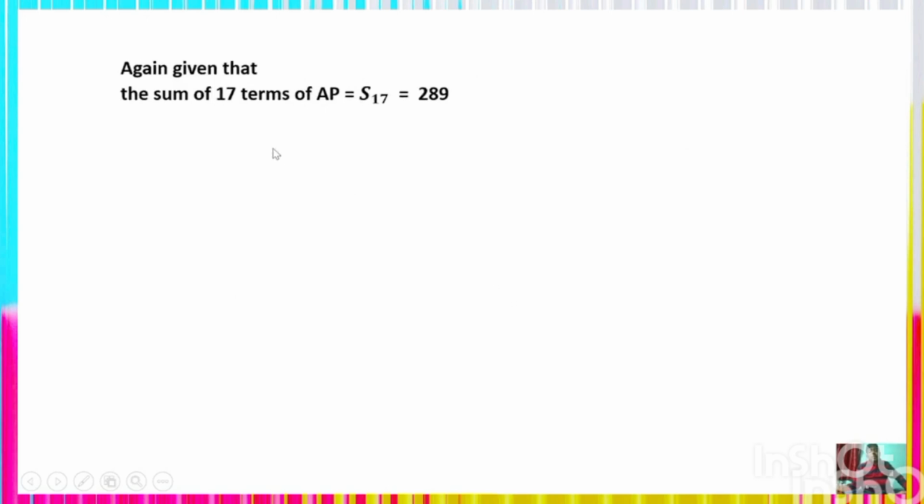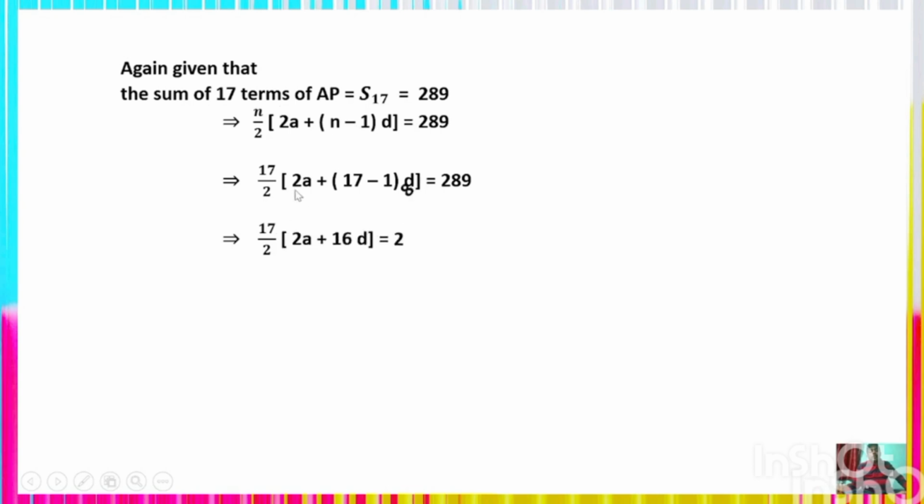Similarly, again given that the sum of 17 terms of the AP is S17 is equal to 289. Thus n by 2 whole into 2a plus n minus 1 whole into d is 289. In place of n we have to write 17. So 17 by 2 whole into 2a plus 17 minus 1 whole into d is equal to 289, that is 2a plus 16d is equal to 289.